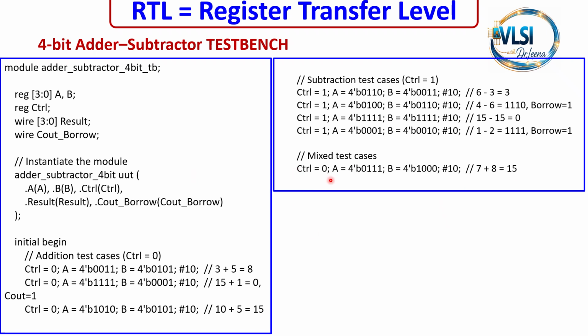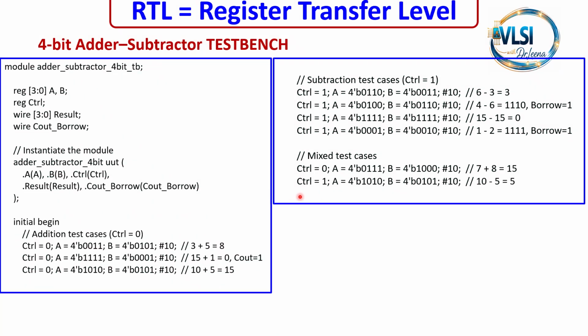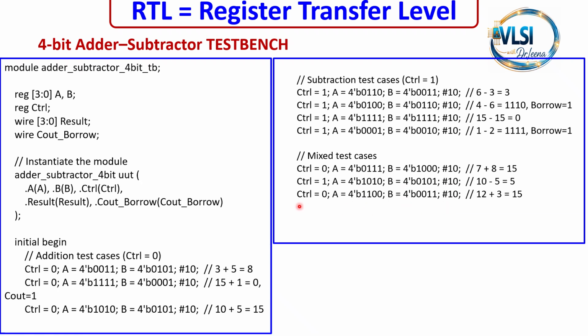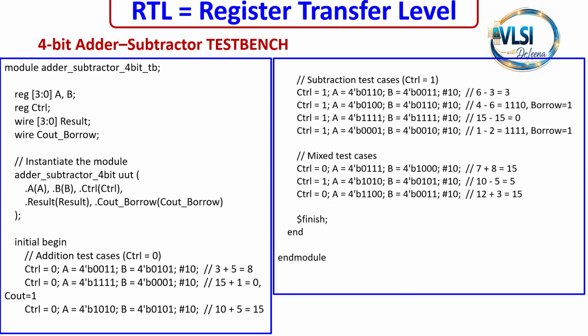Now look at this. Control equal to 0 means we are performing the addition and we are giving the value of A and B and testing one case, and after 10 time unit delay, giving control equal to 1, that is subtraction operation, and giving values for A and B and performing it. Similarly, the next giving control equal to 0, performing addition. And then after giving all these test cases, we finish the simulation and we end it, and finally we end the module. So this is the 4-bit adder subtractor test bench.